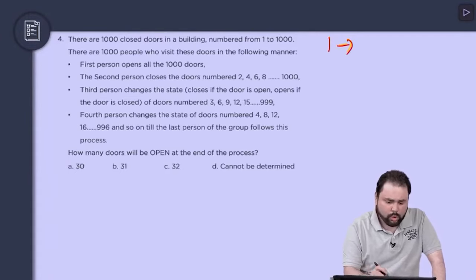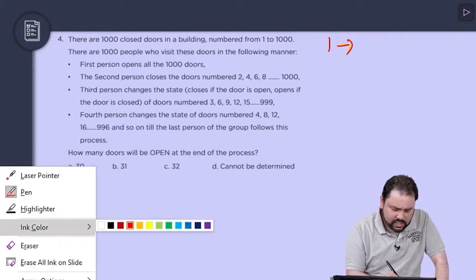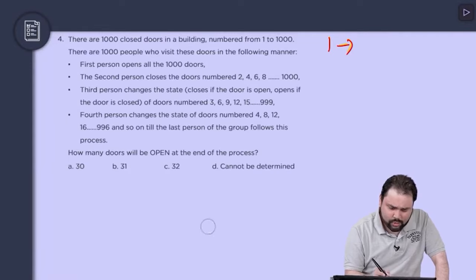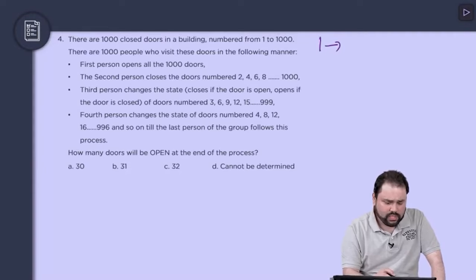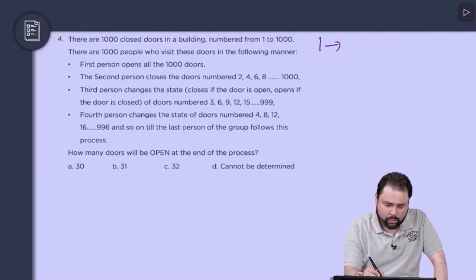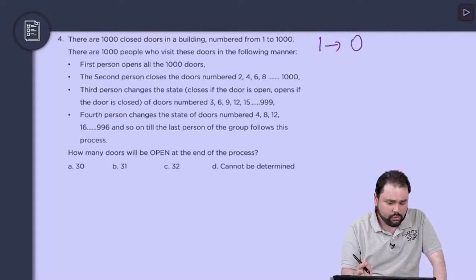Door 1, what is happening? Should I use some other color? Let's see, is anything else going to show? Let's use purple, I think purple will be visible. Okay. Door 1, what is happening? First person opens all doors. So door 1 is open. Now nobody comes to door 1 again.